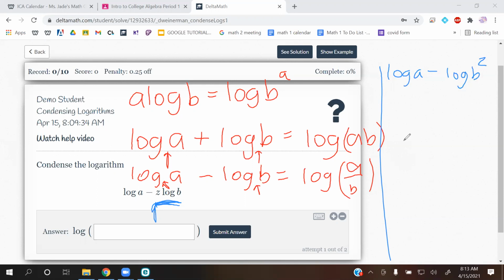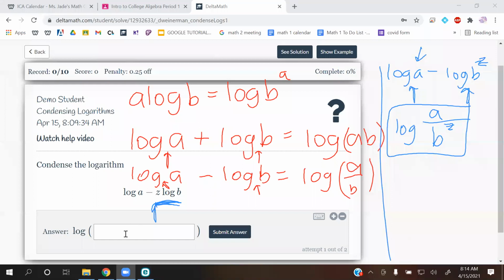And then finally, we can condense these because they have the same base. They're both base 10. And so since they're being subtracted, we can do log of A on top. So the first one goes on top. This A was first, it goes on top, divided by B to the power of Z. I crossed it this time because I don't want it to look like a 2. Okay, there we go. So our final answer is log A over B to the power of Z. Are there any questions on this one?